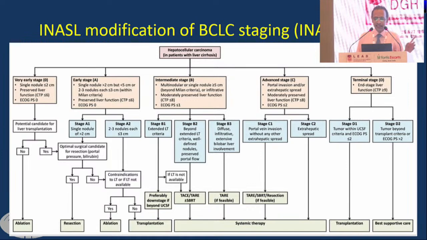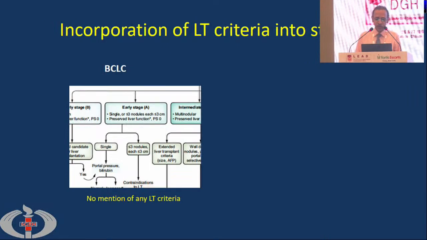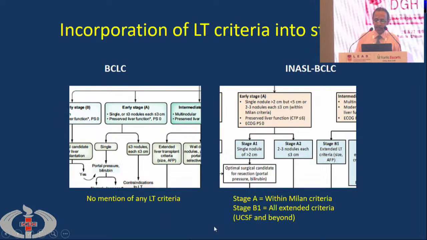So what the INASL has done, I'll go stage-wise one by one. We have incorporated liver transplant criteria into the staging, which was not there in the BCLC staging. In the INASL, we have said that if the patient fits into the Milan criteria, he is in stage A, early stage. And if the patient fits into other expanded criteria like UCSF staging, then he fits into stage B1. So the liver transplant criteria have now been incorporated in the staging itself, which was not there in the BCLC.